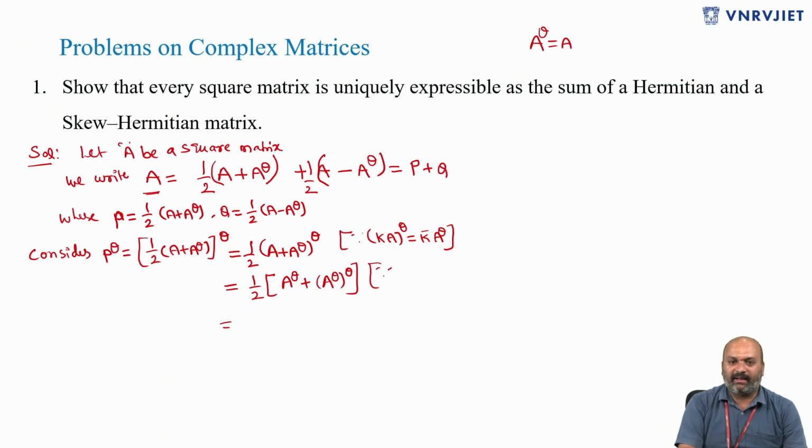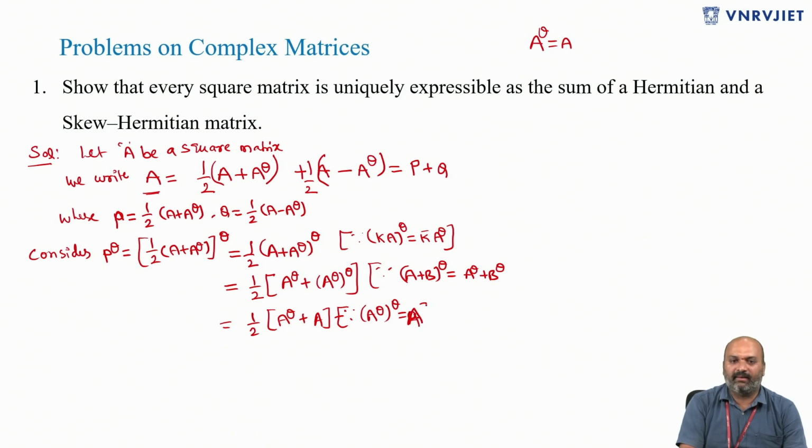Now here we use the property (A plus B) theta is equal to A theta plus B theta. Next, it is 1 by 2. Now it is A theta plus, as we know the property of complex matrices, (A theta) power theta is A itself. That means the property is (A theta) power theta is equal to A only.